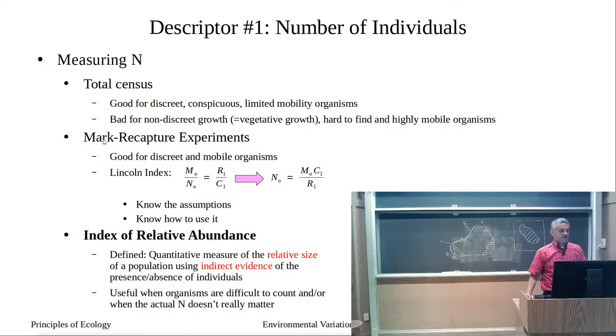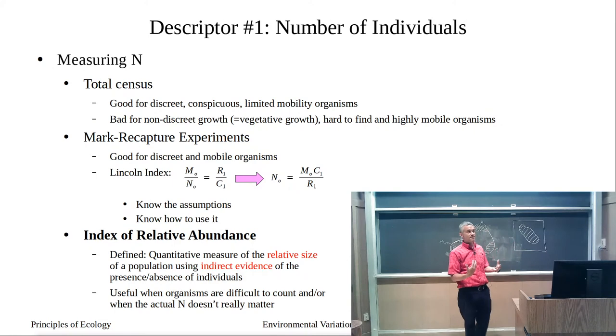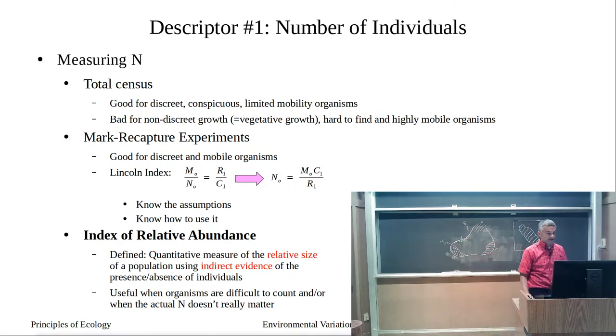One of the ways that we did in lab is this mark-recapture experiment. This is really good for discrete individuals, and it's pretty good for mobile organisms as well. We capture them, we put a mark on them, we let them go, we come back at a later time and capture them. Based on the proportion of individuals that had been recaptured in that sample period, we can approximate our population size. We use the Lincoln Index to do that, but we also introduced the Schnabel method. And there are several other methods that will calculate the same thing.